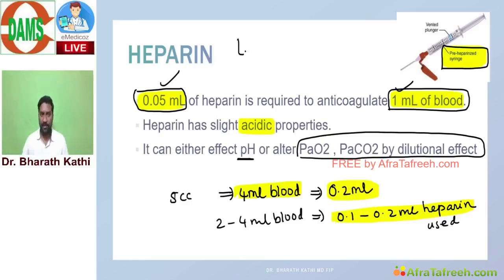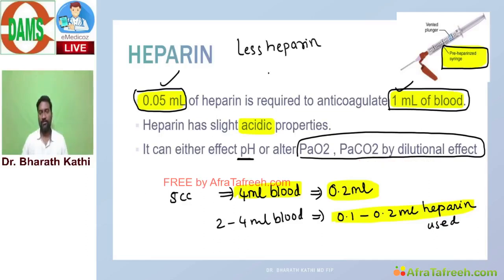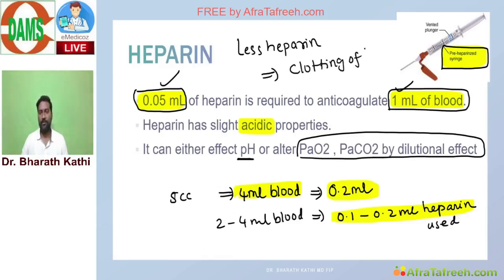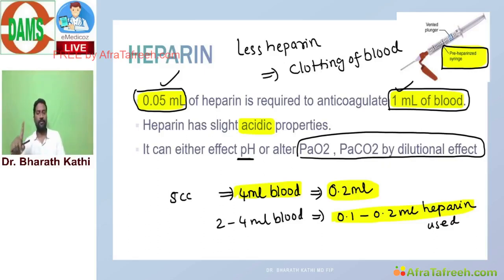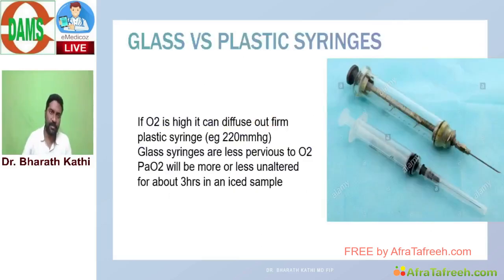If you take less heparin, what is the issue? Less heparin will cause clotting of blood, and clotting of blood is not at all a good sign, because if the blood is clotted, the ABG machine cannot process the sample. For all practical purposes, 0.1 to 0.2 ml heparin is used for ABG sampling.